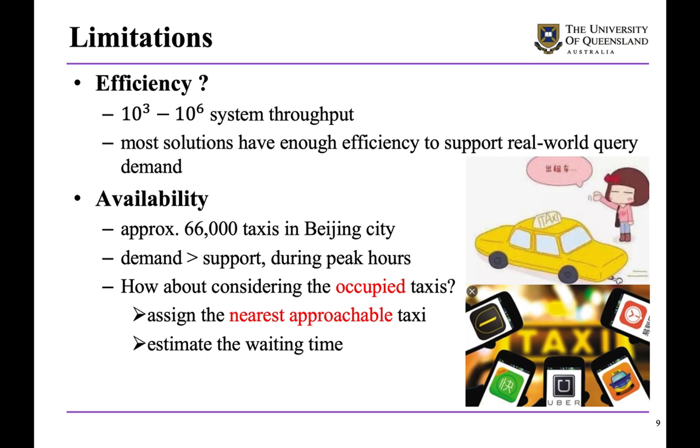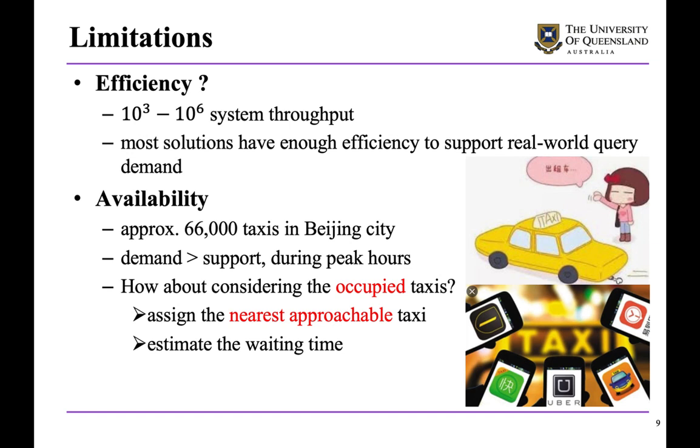For example, there are approximately 66,000 taxis in Beijing City, and some of them are not even on service. So, during peak hours, the demand could be much larger than the supply. In this case, the traditional kNN query would either return some available results that are very far away from the query location, or fail to respond to the request. Thus, we often have the experience of long waiting times for taxi requests during peak hours.